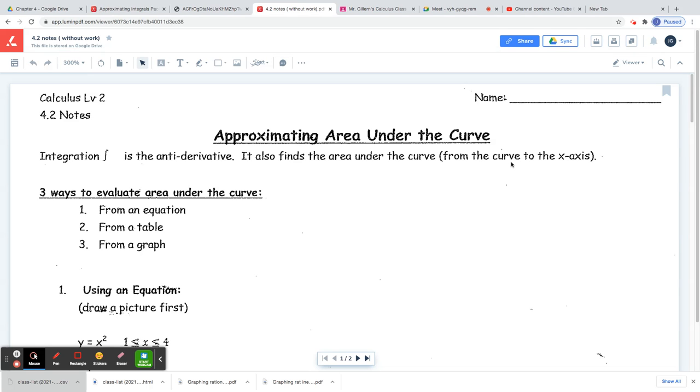Now, we're not actually going to be finding the exact area today. We're going to do that in the next couple sections after this, but we're going to approximate it. We're going to find an approximation of that area. And we're going to do it three ways: from an equation, from a table, and from a graph.